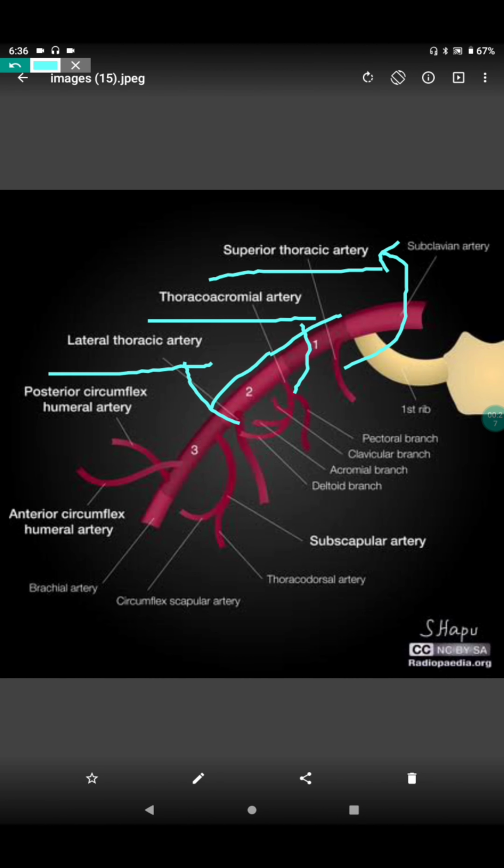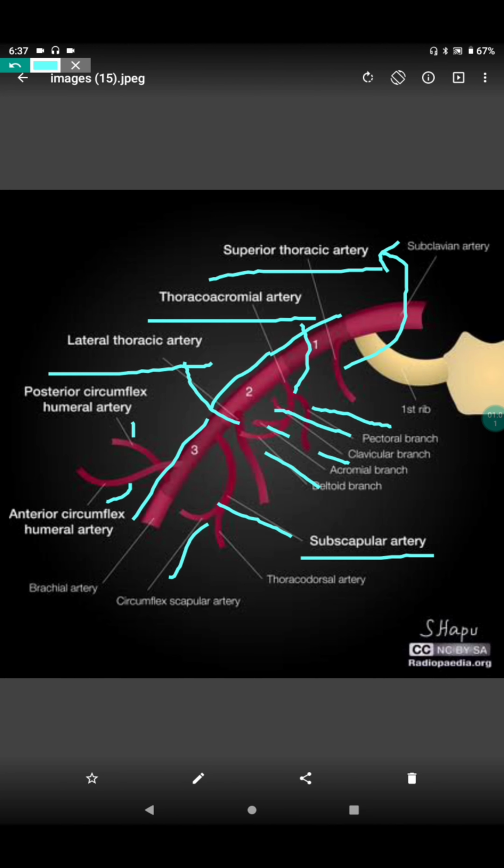The thoracoacromial artery then gives rise to 4 terminal branches. This is a pectoral branch, this is a clavicular branch, this is the acromial branch and this is the deltoid branch. Now the third part gives rise to 3 branches. This is the posterior circumflex humeral artery, this is the anterior circumflex humeral artery and this is the subscapular artery. These 3 are the 3 branches of the third part. The subscapular artery then gives rise to 1 big large branch called the circumflex scapular artery.